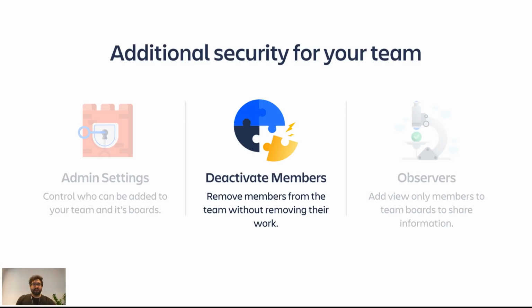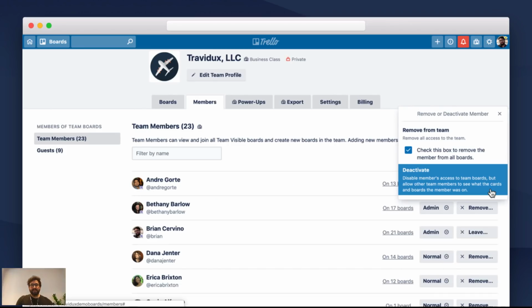Business class also allows you to have a more powerful way to remove team members from your team without removing their work, and that's through deactivating members. So in the Members tab, you'll see that there is a new option where instead of just removing someone from the team, you can select Deactivate. What this does is it disables members' access to team boards, but allows other team members to see the cards and boards that member was on, so you don't lose track of their work or their work history. And it makes it easier to reassign tasks for other team members.